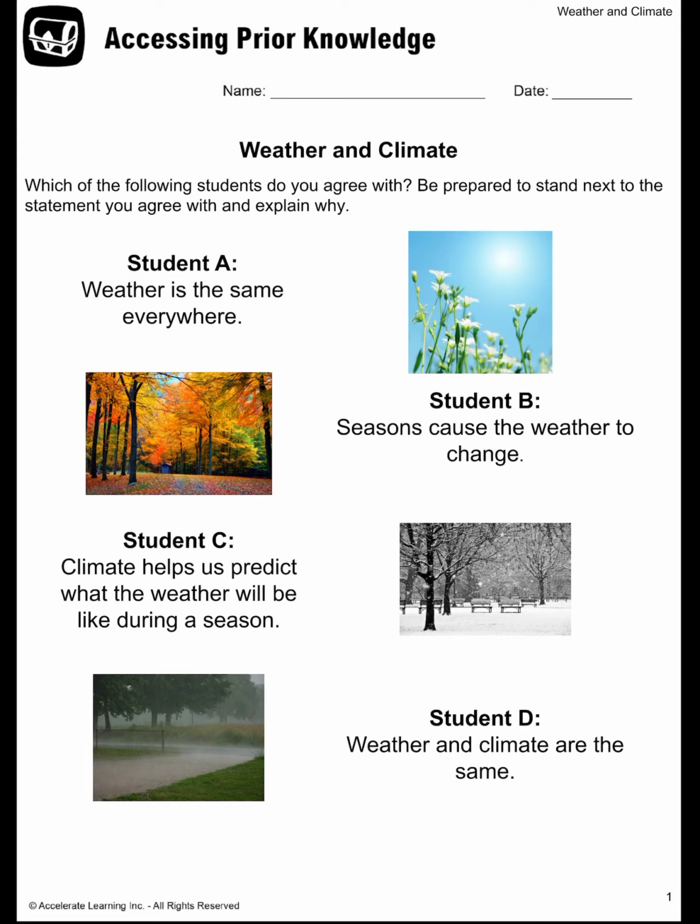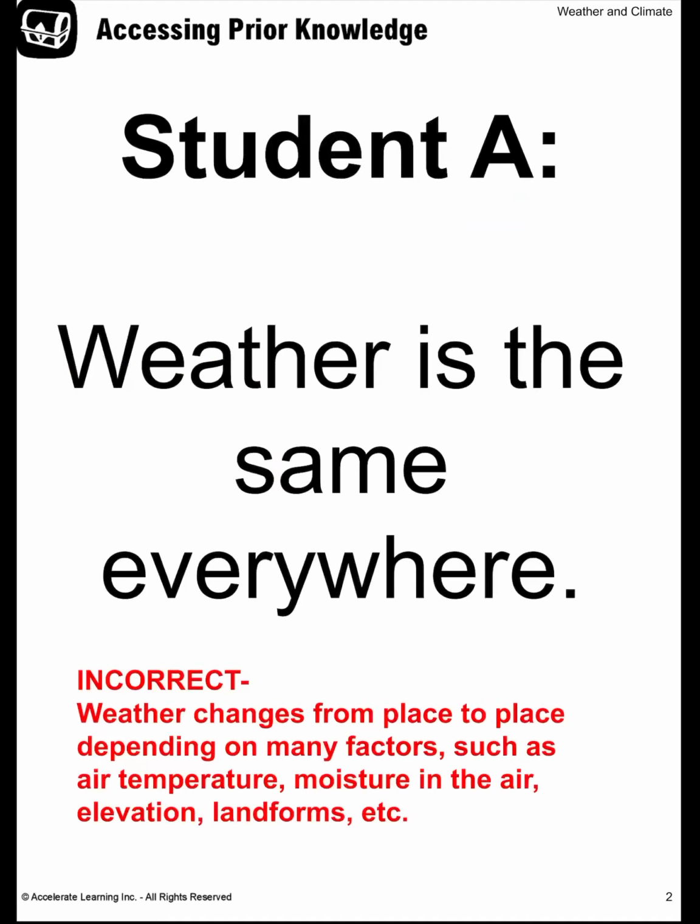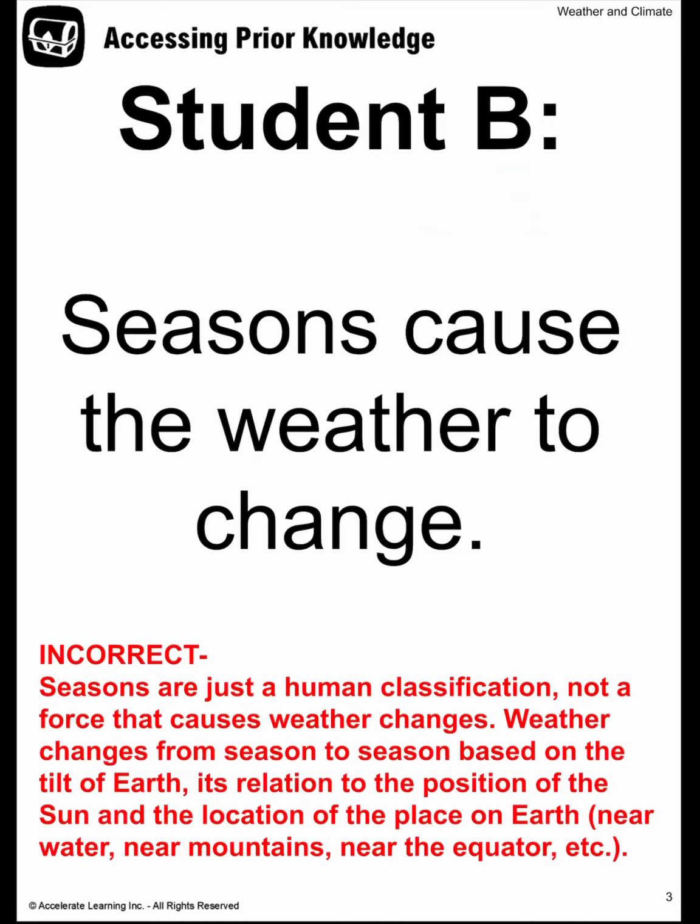All right, moving to student A. Student A is incorrect. Student A said weather is the same everywhere. We know that's not true. Weather does change from place to place depending on many different factors, such as the air temperature, the moisture in the air, elevation, even landforms. So student A is wrong. Weather is not the same everywhere.